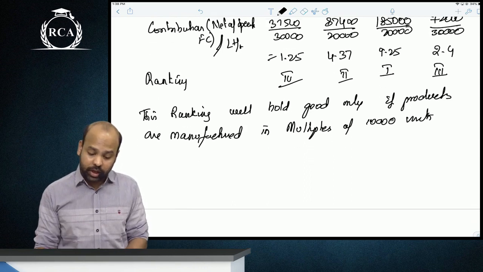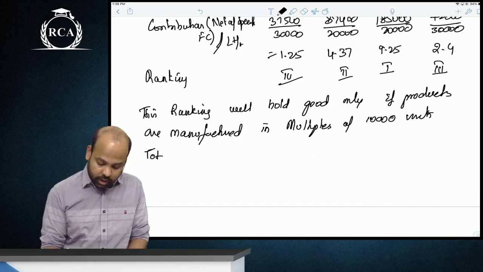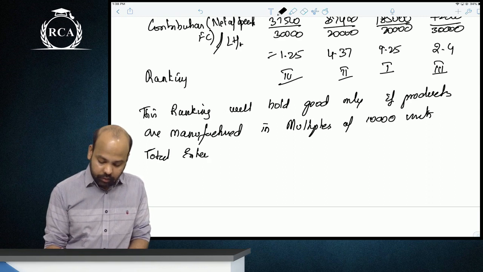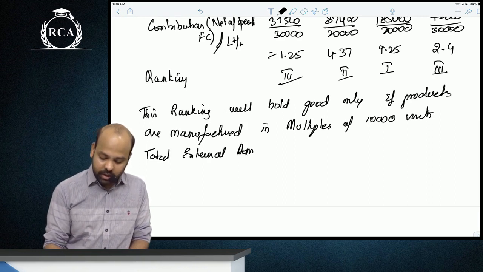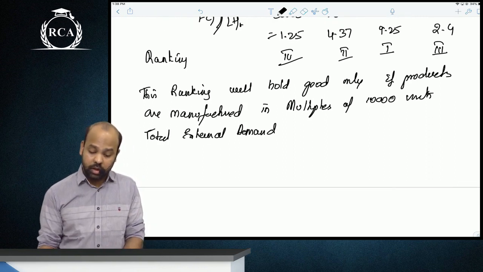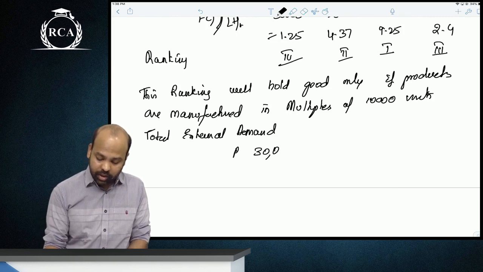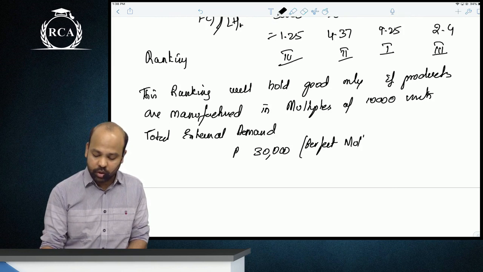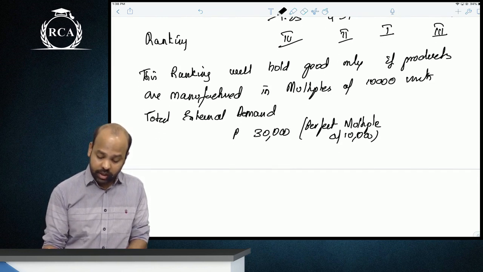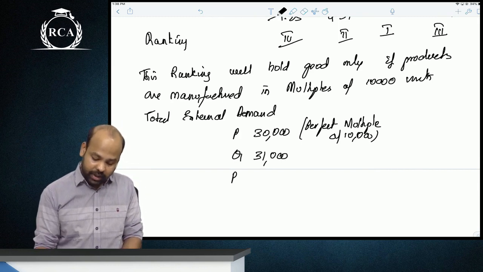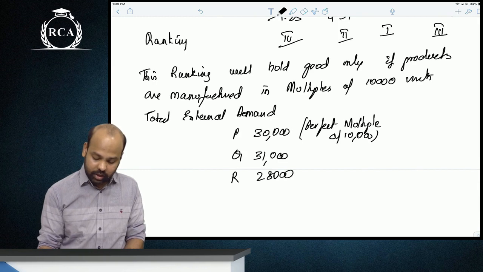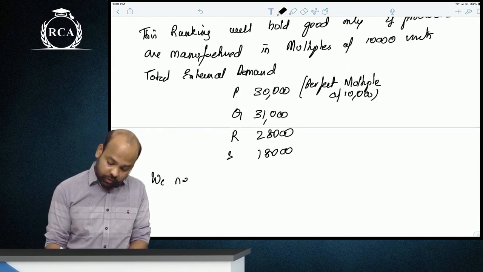But sir, if you look at total external demand, P's is 30,000, a perfect multiple, beta, of 10,000. I do not have to do anything, guys. I will not have to worry about P. If you see, guys, Q, it is 31,000. I will need a separate calculation. R, beta, 28,000, S 18,000. We need to compute separately, guys.